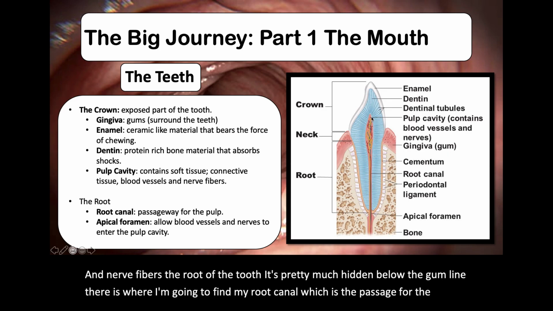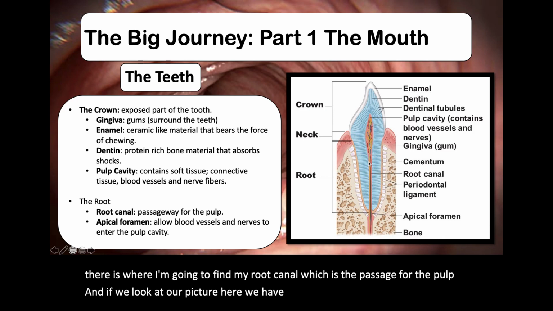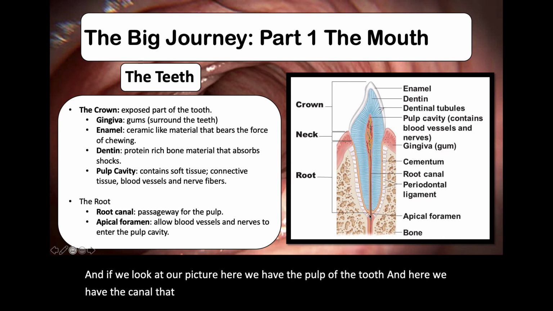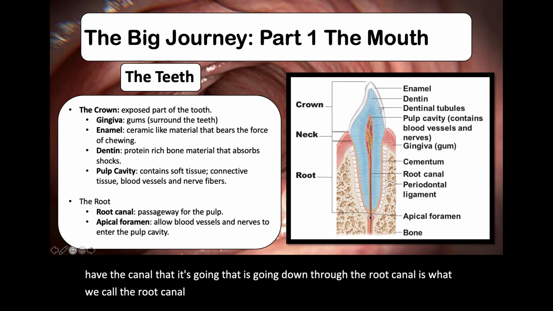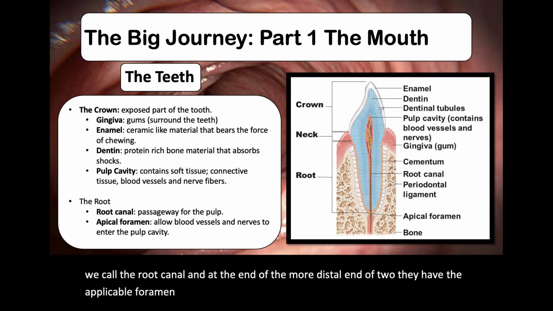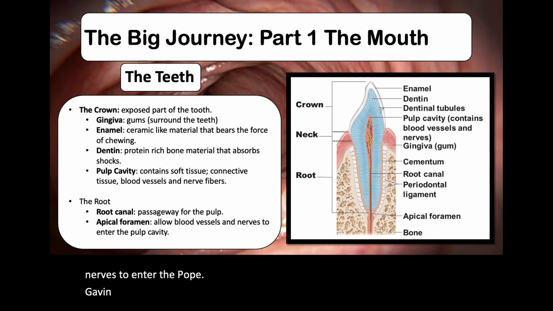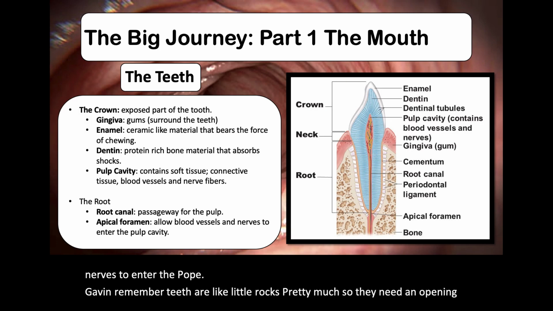And if we look at our picture, here we have the pulp of the tooth, and here we have the canal that is going down through the root. This is what we call the root canal. And at the more distal end of a tooth, we have the apical foramen, which allows the blood vessels and nerves to enter the pulp cavity. Remember, teeth are like little rocks, pretty much, so they need an opening for all of these materials to go in there.